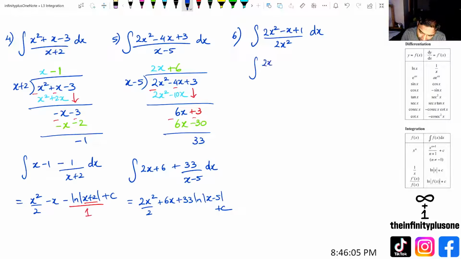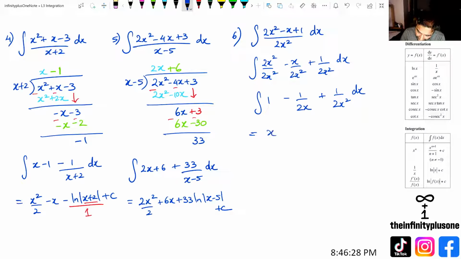You could have gone 2x squared over 2x squared minus x over 2x squared plus 1 over 2x squared dx. So we're going to get 1 minus 1 over 2x plus 1 over 2x squared dx. So that means we're going to get x minus ln of 2x divided by the differentiation of 2x, which is 2.